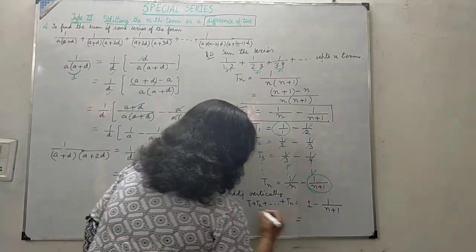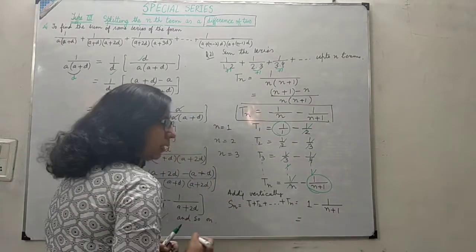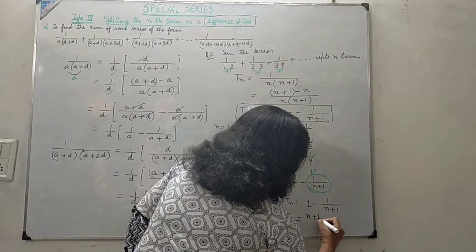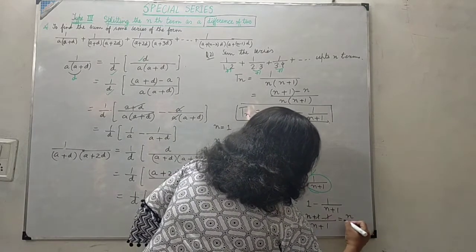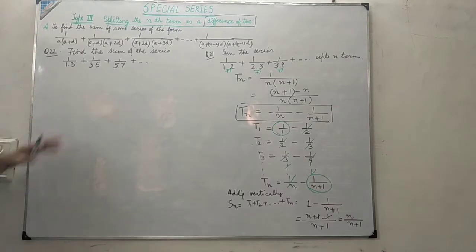So after that, this is your required sum Sn which you need, and if I simplify this as n plus 1, this is n upon n plus 1, so that you can better understand it.